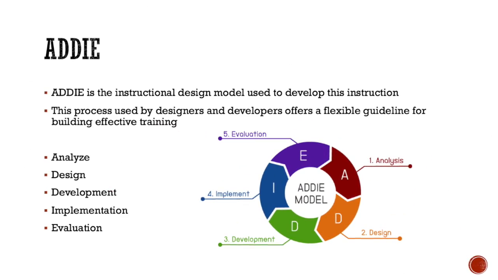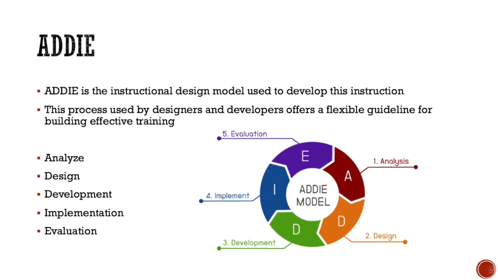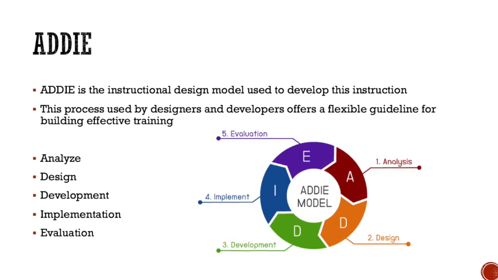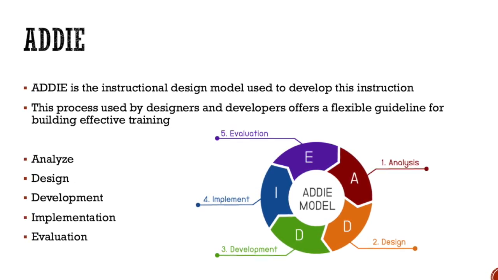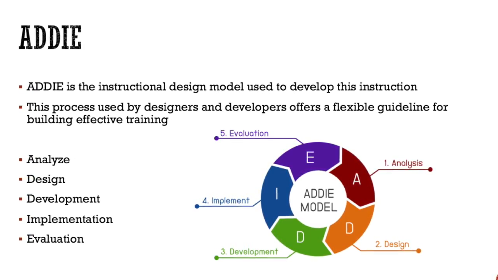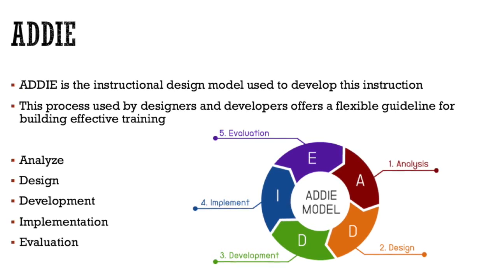ADDIE is the instructional design model used to develop this instruction. This process provides a flexible guideline for building effective training modules. The 5 stages of this model are analyze, design, develop, implement, and evaluate.